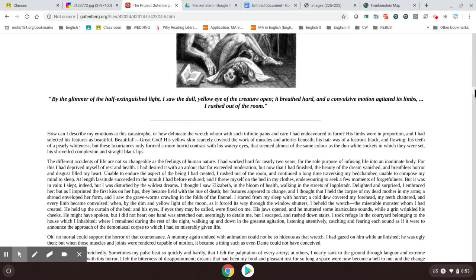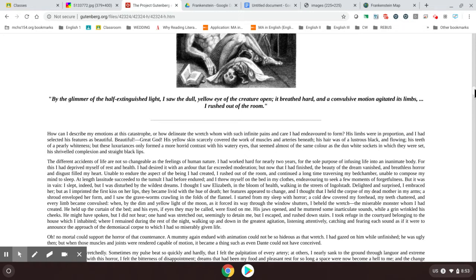his first thing that he does when he brings his monster to life is he runs, right? He finds the monster horrid, and so he leaves. He said, "For this had I deprived myself of rest and health." So it's almost like an oh crap moment. I can't believe I did that. Cue back to the symbolism of Rime of the Ancient Mariner. As soon as he does it, it's an oh crap moment, right? So he rushes out of the room.